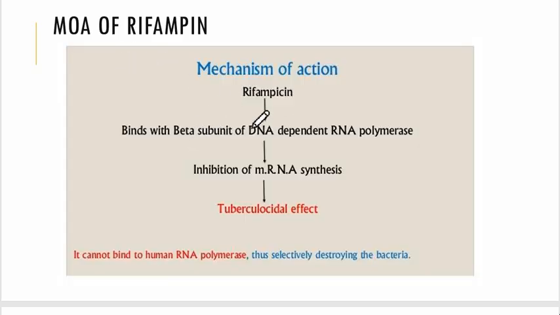Mechanism of action: rifampicin binds with the beta subunit of DNA dependent RNA polymerase, leading to inhibition of mRNA synthesis, and shows a bactericidal effect. It cannot bind to human RNA polymerase, thus selectively destroying the bacteria.